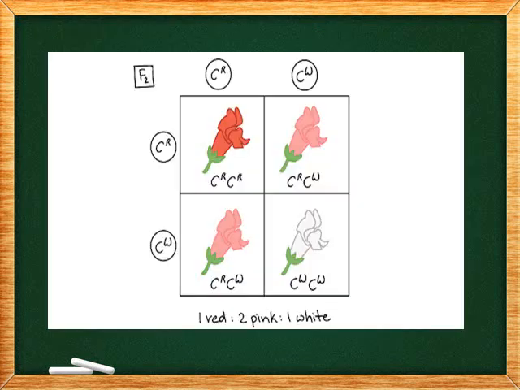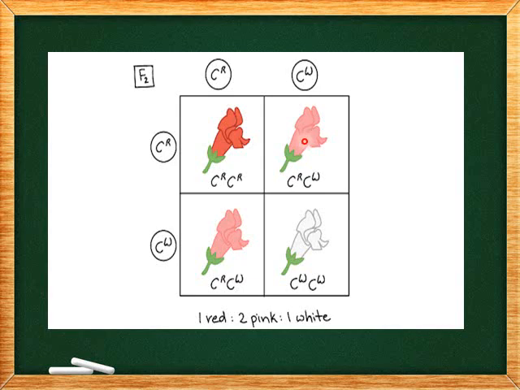Here we have to take the hybrid case. If the genotype is CRCW, let's see the combination. When R combines with R, it's a pure red. W with W, it's a pure white. But when R is with W, it's pink. Pink is intermediate between both of them.